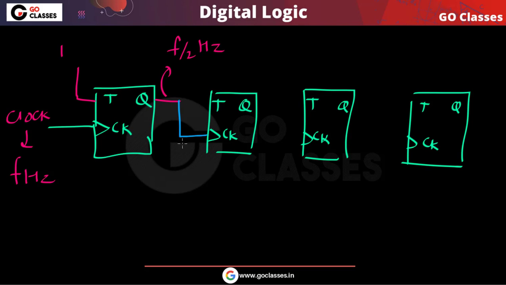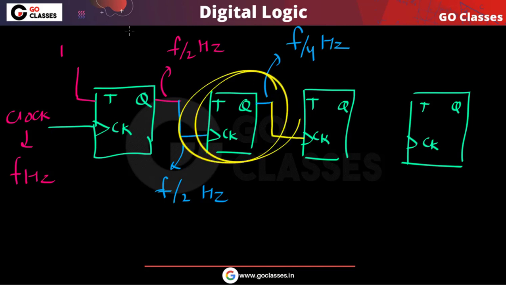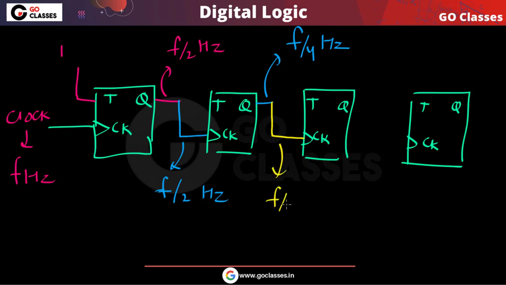Now you can notice that this clock signal has f by 2 hertz frequency, then this output will have f by 4 hertz frequency. Now this output you give as the clock to the next flip-flop. So this has f by 4 hertz frequency, so the output of this flip-flop will be f by 8 hertz frequency, because you already know that.